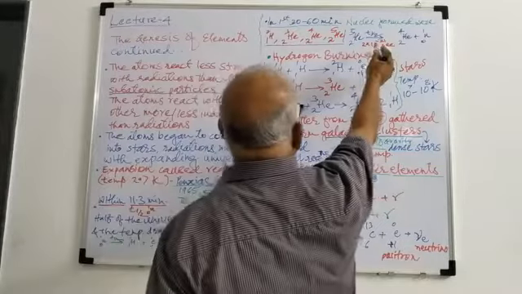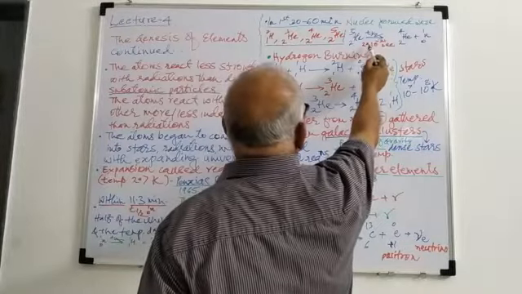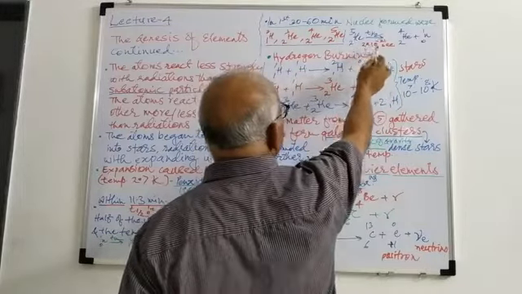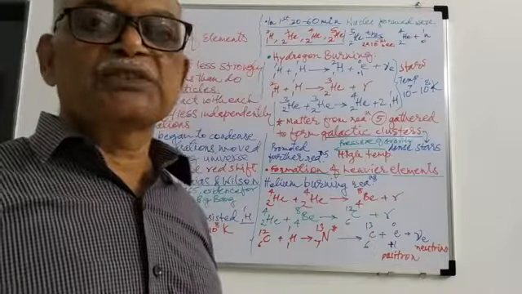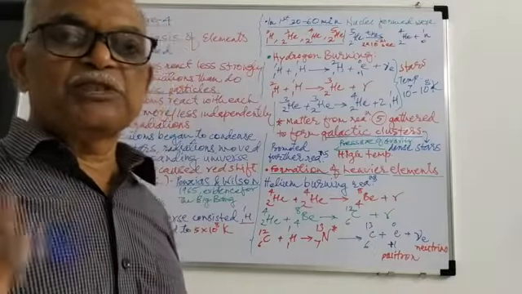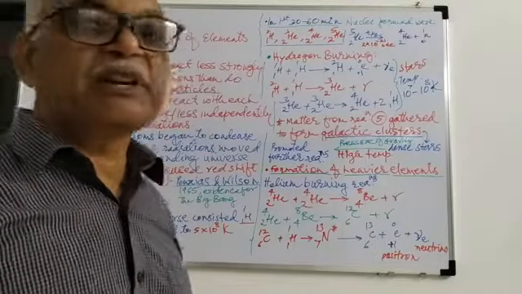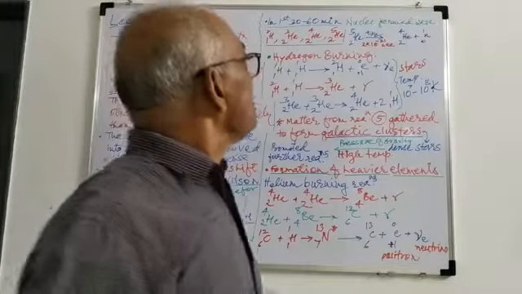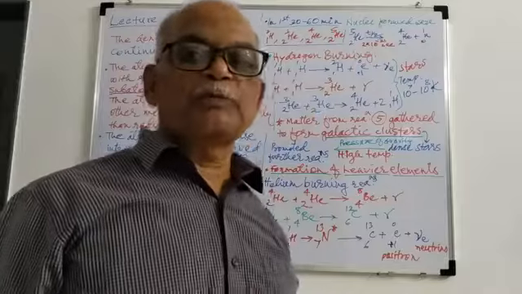This process takes place within the half-life of helium isotope 5, that is 2 into 10 raised to minus 21 second. So 2 into 10 raised to minus 21 second is the half-life of this helium isotope with mass 5.